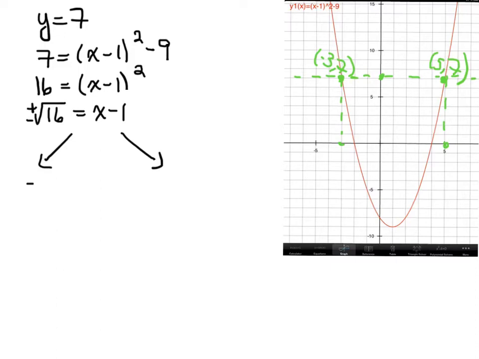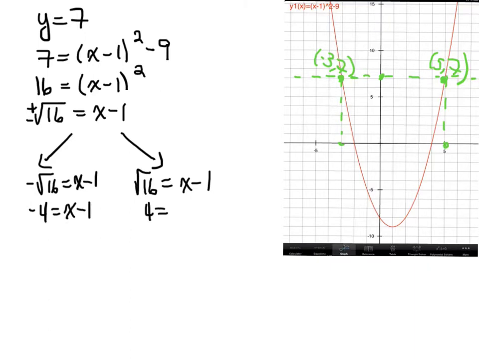So I have the negative root of 16 equals x minus 1, and I have the root of 16 equals x minus 1. So this is negative 4 equals x minus 1. This is 4 is equal to x minus 1. I'm going to add 1 to both sides, so I have minus 3 equals x, and I'm going to add 1, so I have 5 equals x.